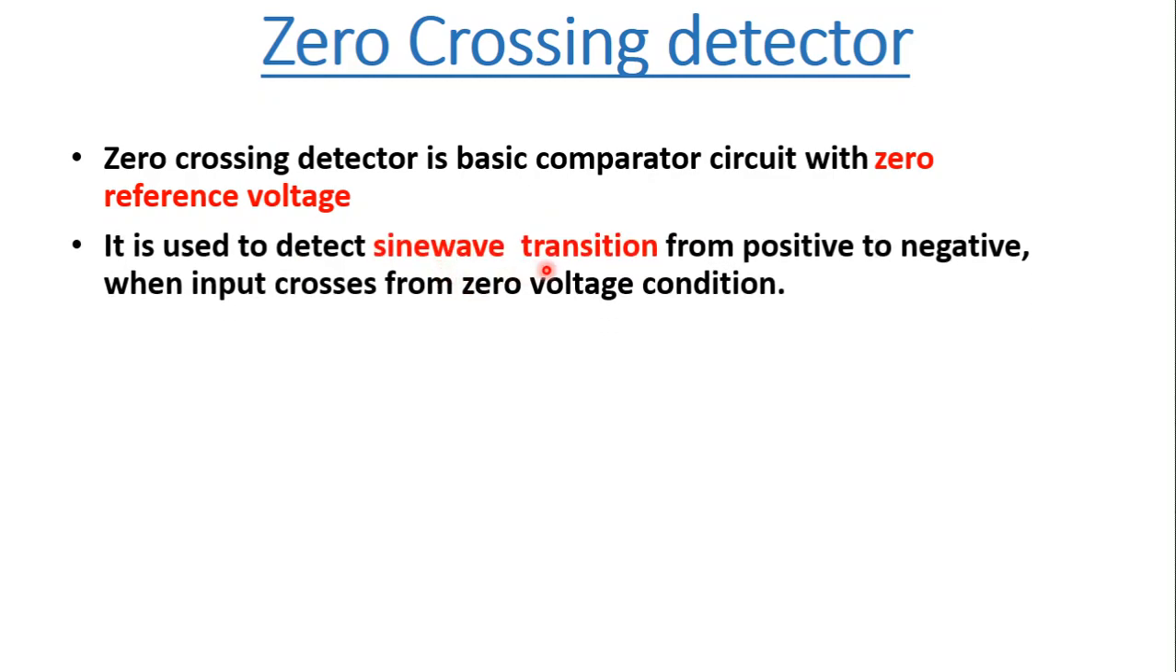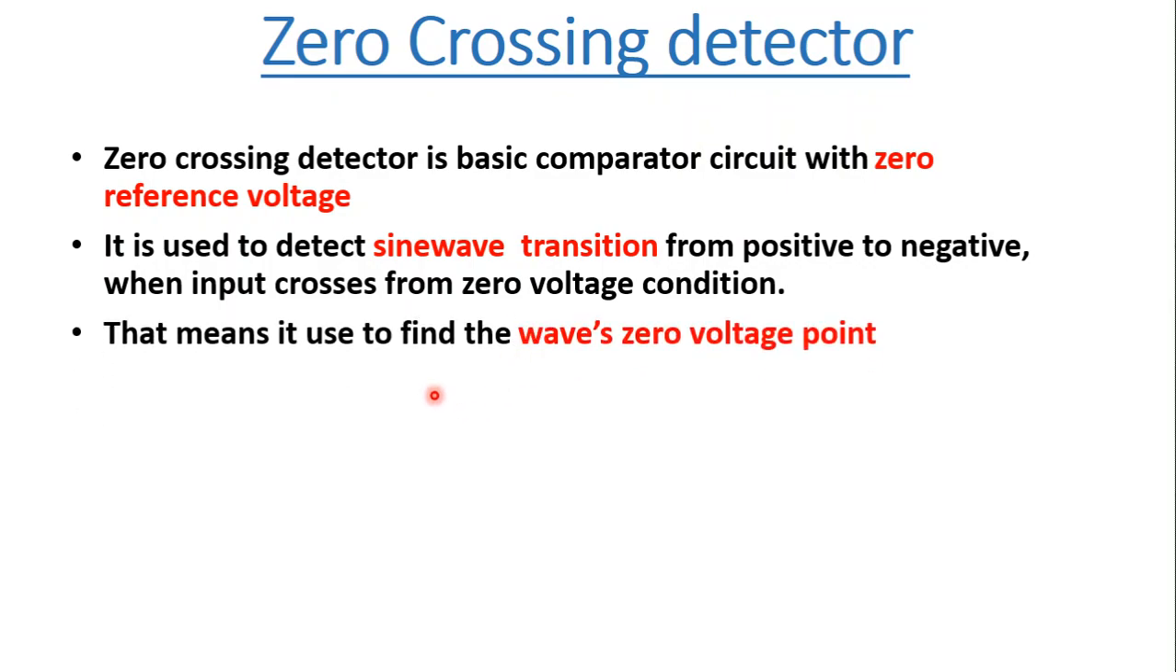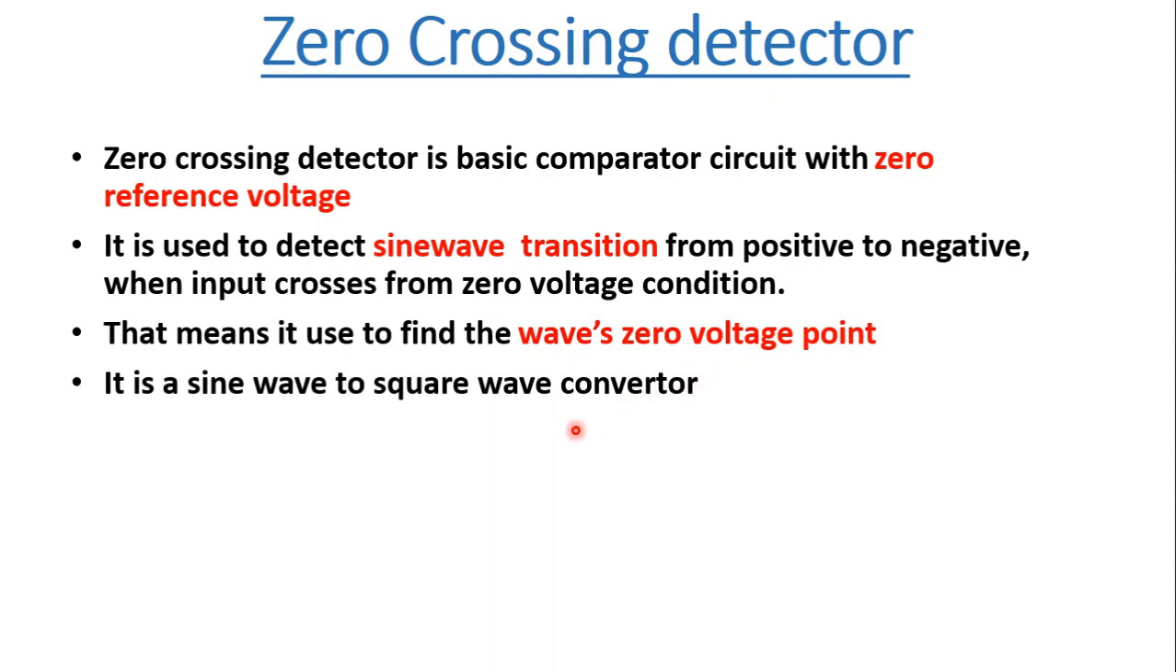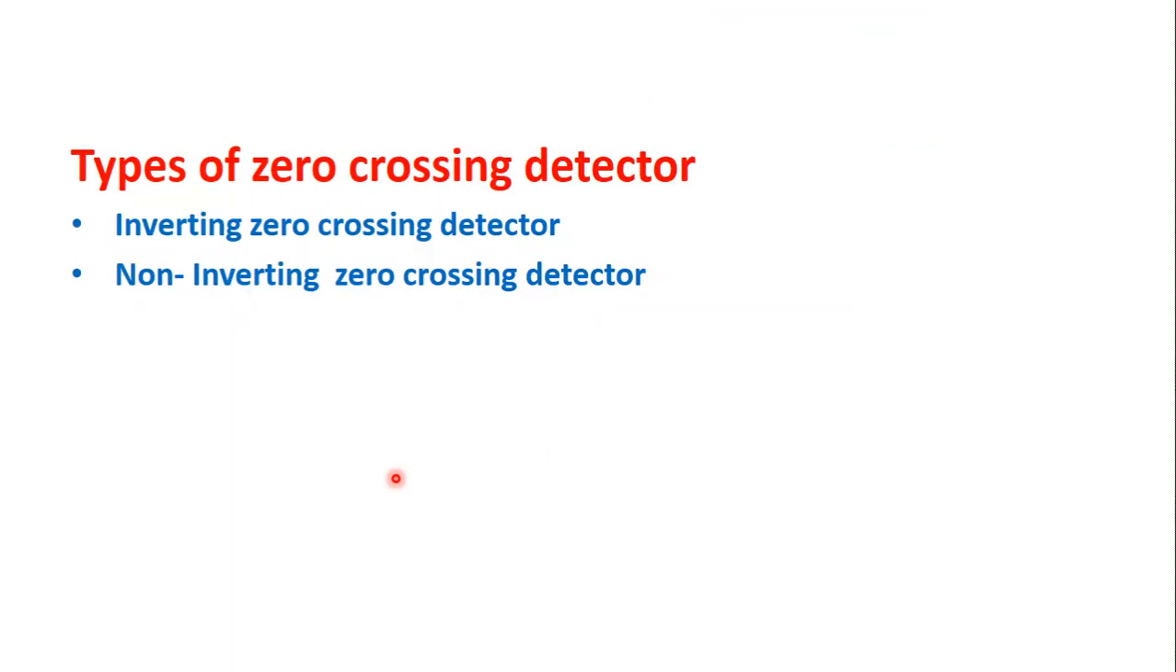It is used to detect the sine wave transition from positive to negative when the input crosses the zero voltage condition. That means it is used to find the sine wave zero voltage point, and it is a sine wave to square wave converter. Zero crossing detector is used to control the AC switch.